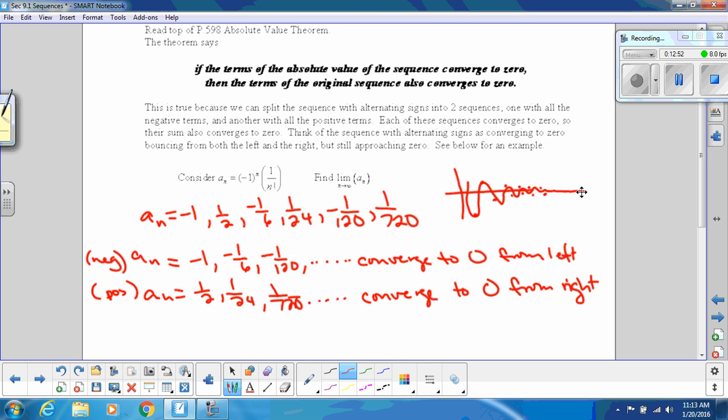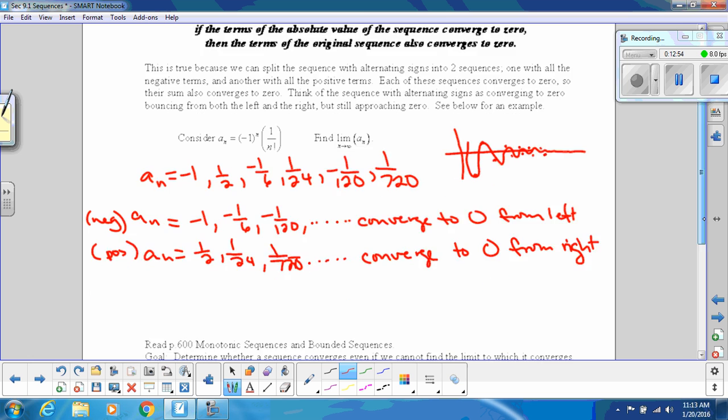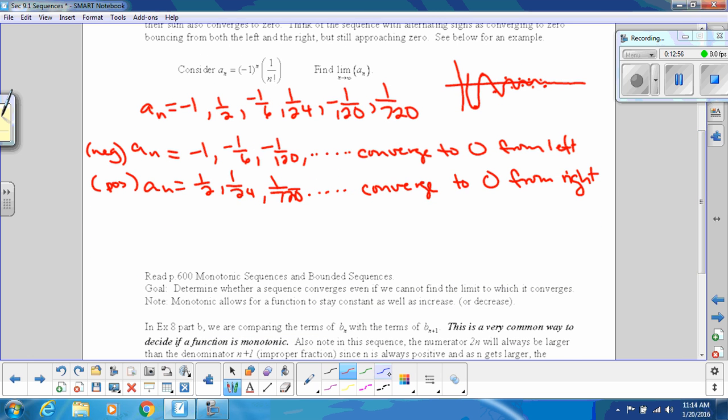So let's look at a few other examples from our book. I'm going to erase this so I have more room. So make sure you have that before I erase that.